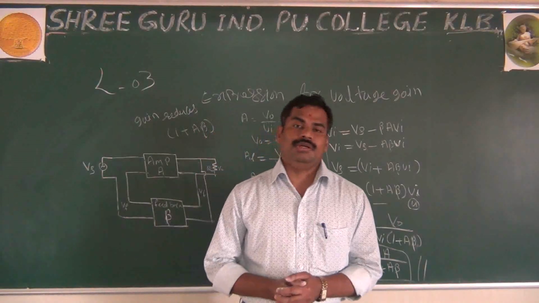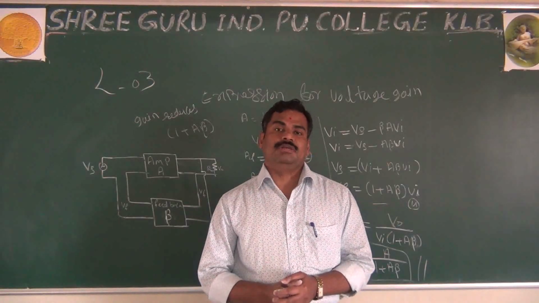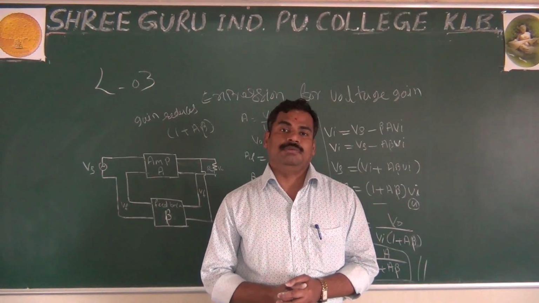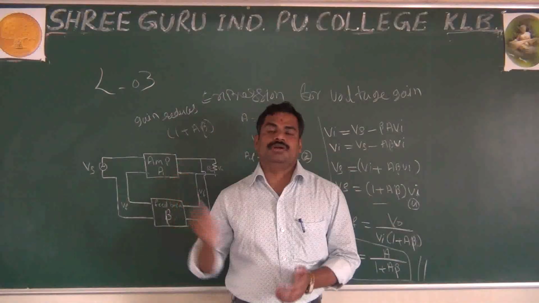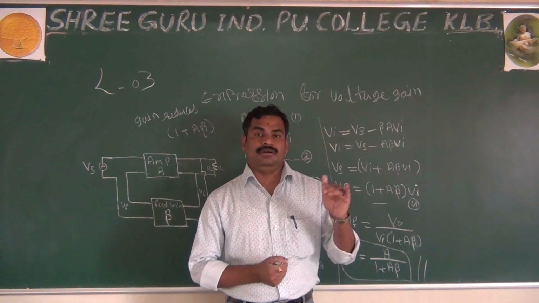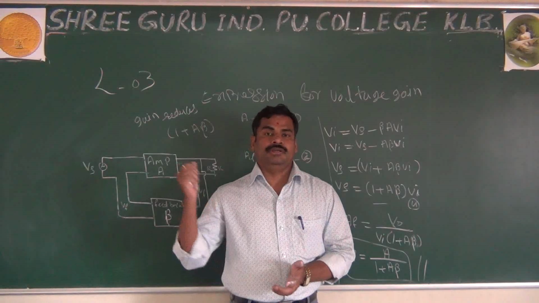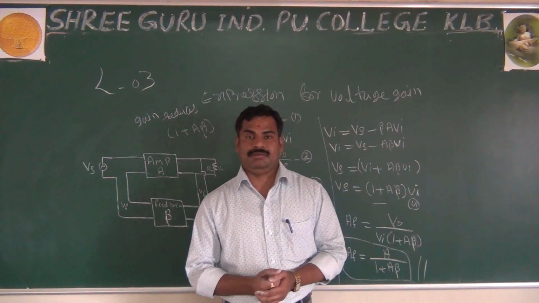Why are you using voltage series feedback? Because in voltage series feedback there is more input impedance and less output impedance. That's why, among the 4 types of negative feedback, we are giving importance to the voltage series feedback topology.